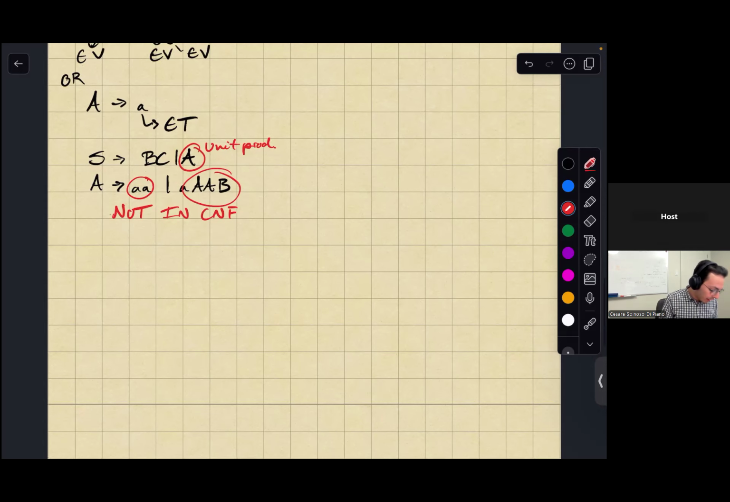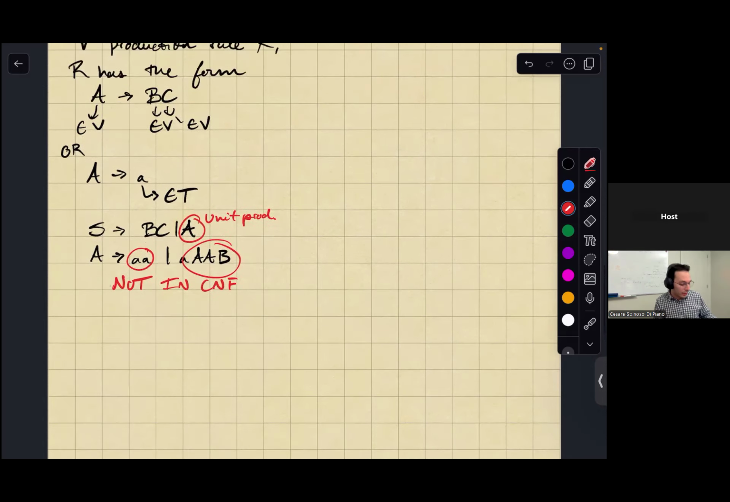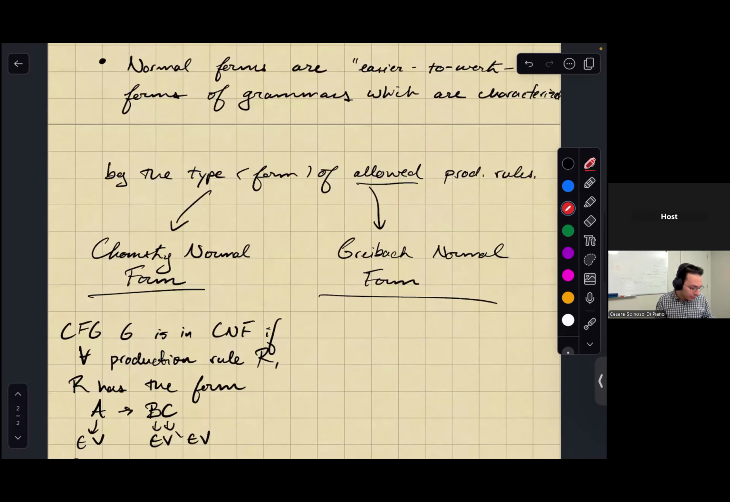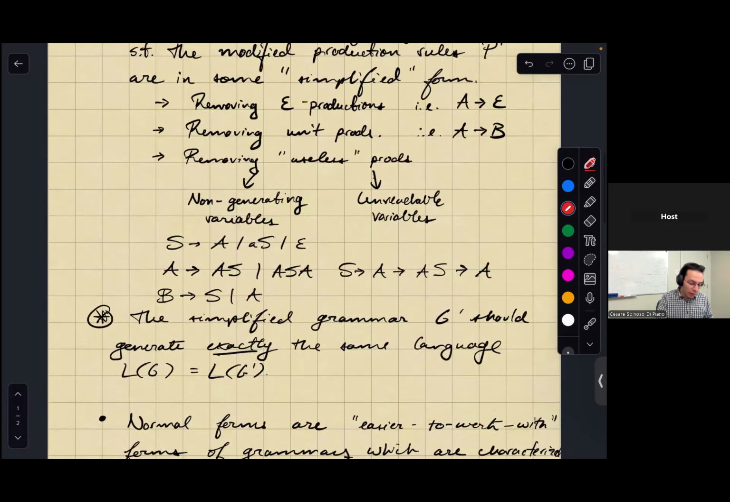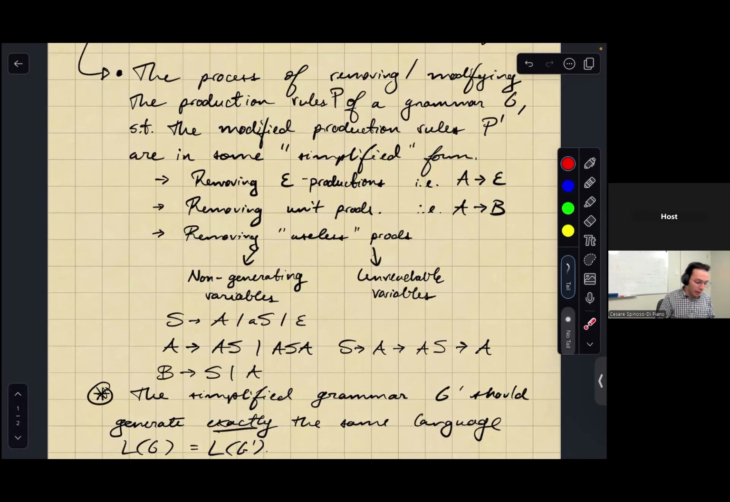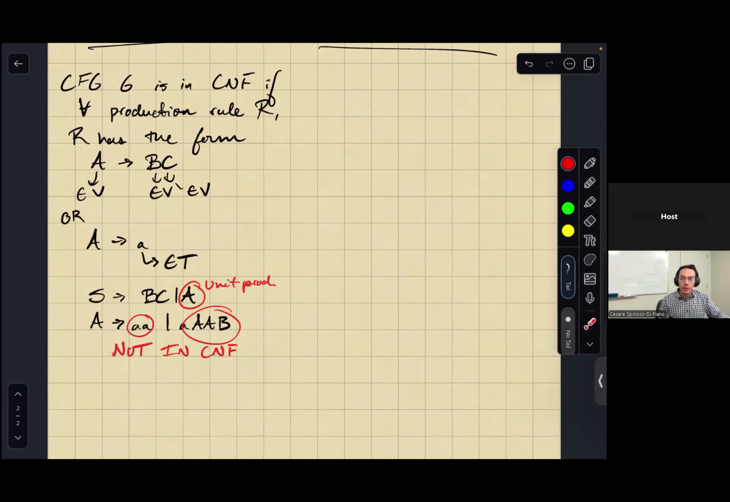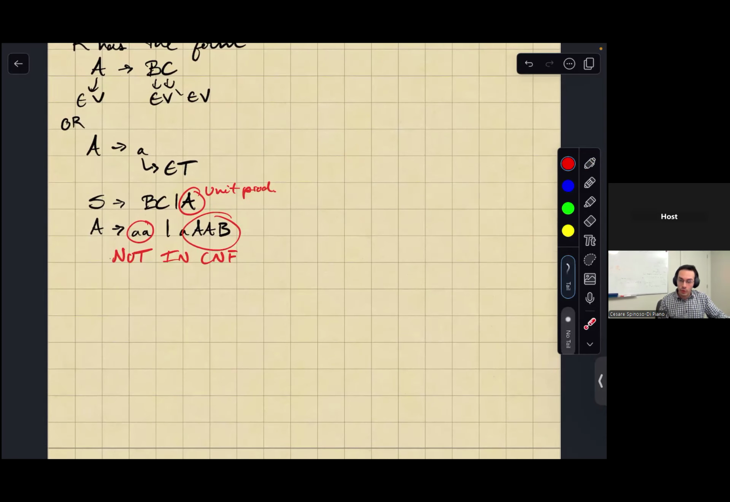Okay. And so we're going to see that the reason why we need to go through all three of these simplification procedures is because once you go through all those simplification procedures, it becomes very, very easy to convert a grammar into Chomsky normal form. Okay.